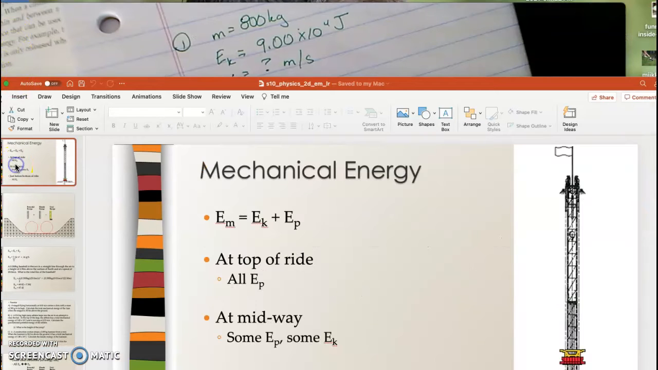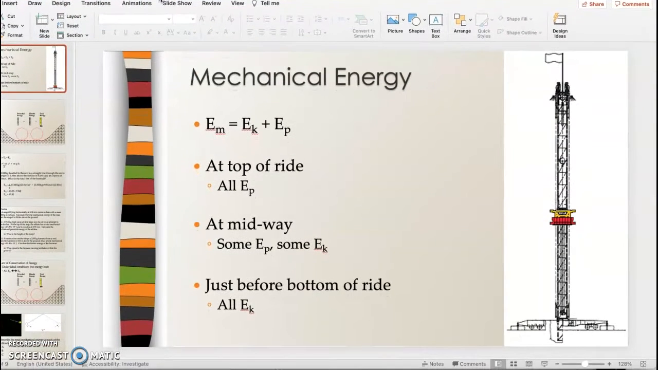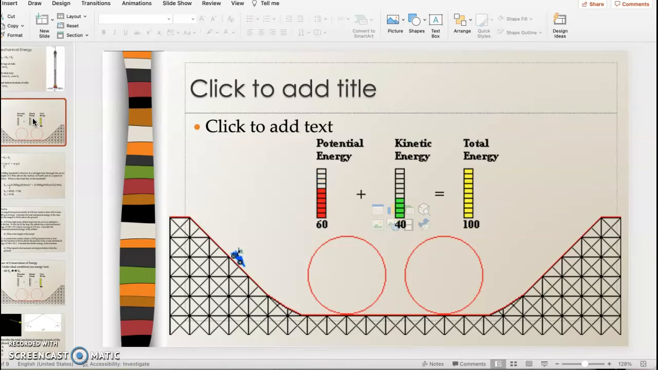Now let's move on to this bit. Our total mechanical energy is just adding them together. You can do this at any point in the ride. Either at the very top, or midway points, you're going to have some kinetic energy, some potential energy, or if you're right before the crash, that's going to be full kinetic energy. Little recap, seeing how the red and the green switch spots, as kinetic energy is turned into potential energy, and then potential energy is turned back into kinetic energy.